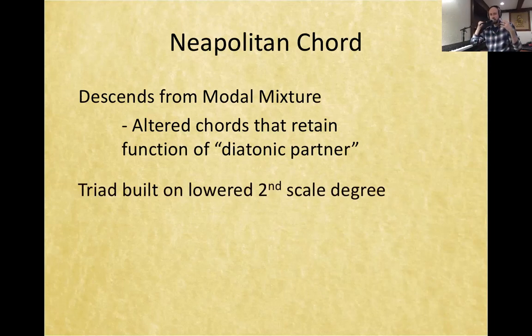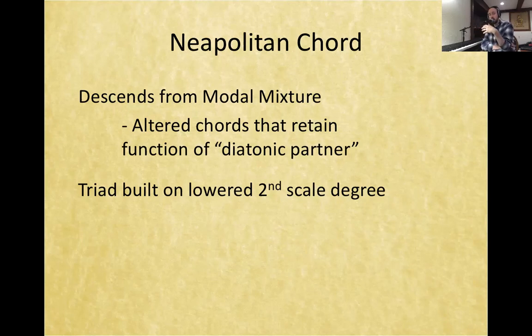But the thing that is really unique and specific about the Neapolitan chord is that it's a triad built on the lowered 2nd scale degree. So what solfege syllable would that be? If it's not scale degree 2, it's scale degree flat 2. It's Ra, right? So that's really great. Everybody loves Ra.